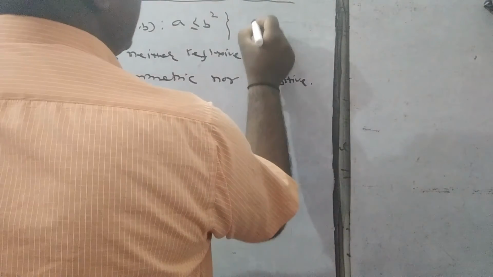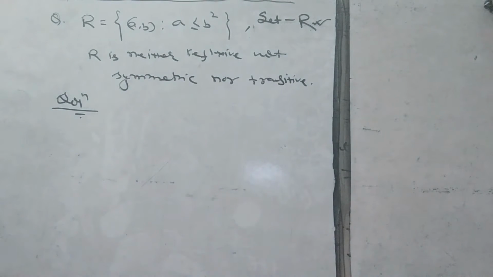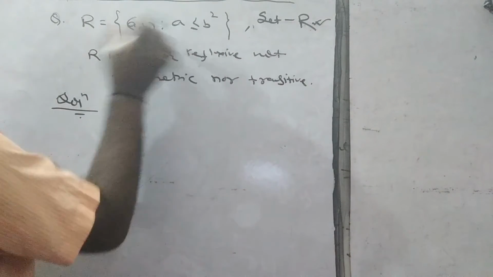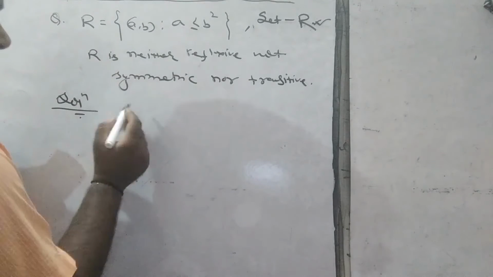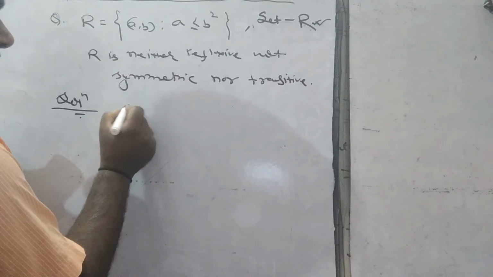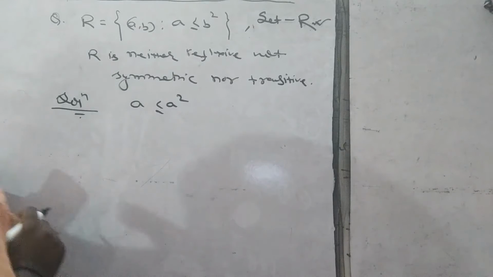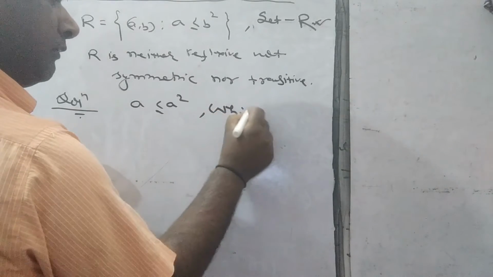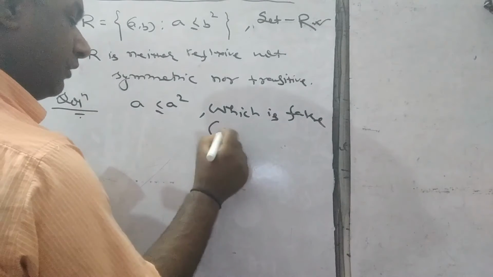Here the set is given as the real numbers. So if I go for reflexive, then you can search for the pair (a, a). So here a is less than or equal to a squared, which is false, because it is true only for a equal to 1.